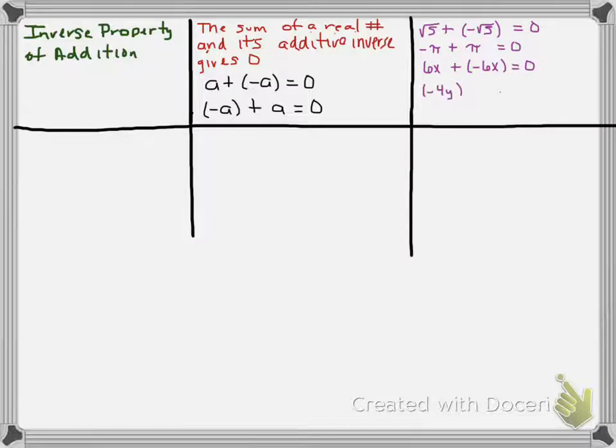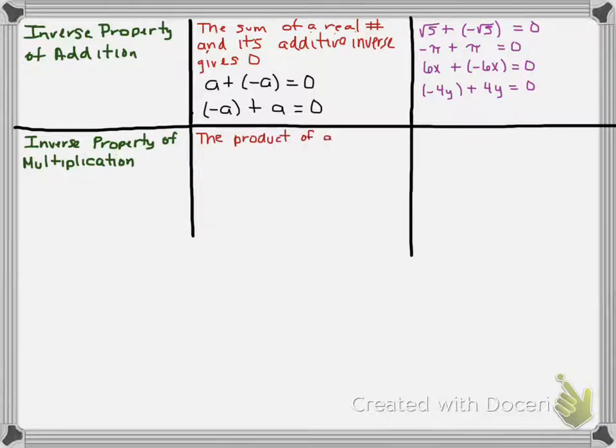If I have a negative 4y, how do I get rid of a negative 4y? By adding a positive 4y. All these give me 0. So those, you're looking for the reciprocals, the inverses, so you can get rid of them. Now the inverse property of multiplication.